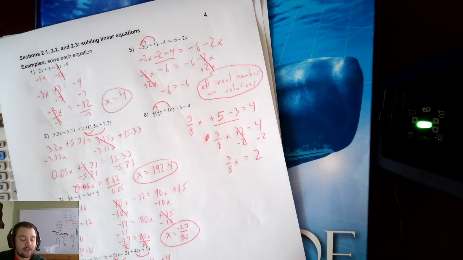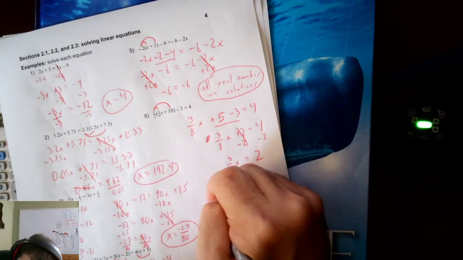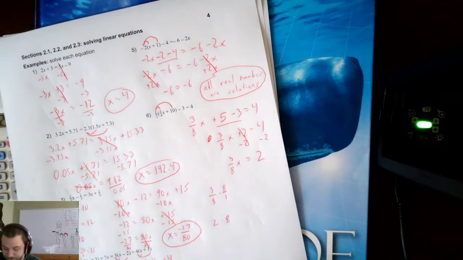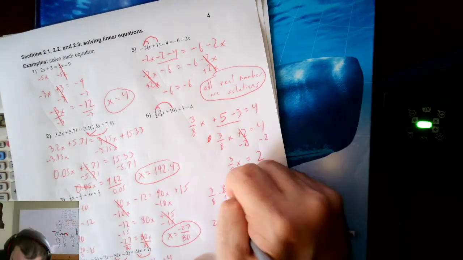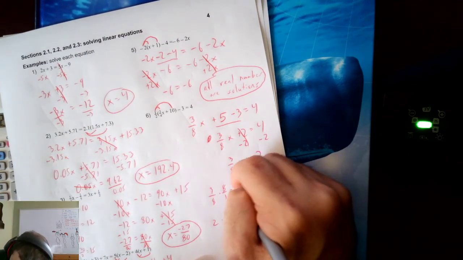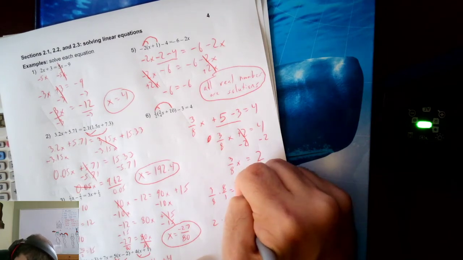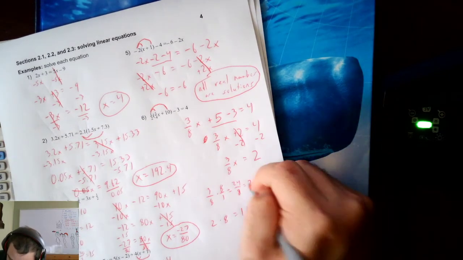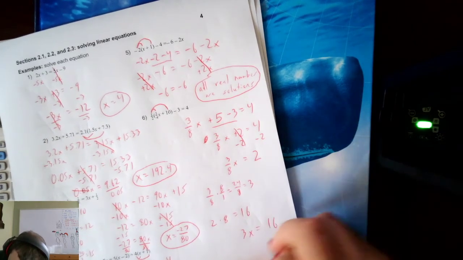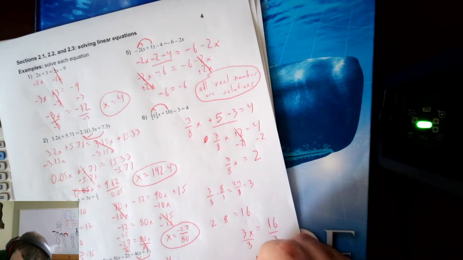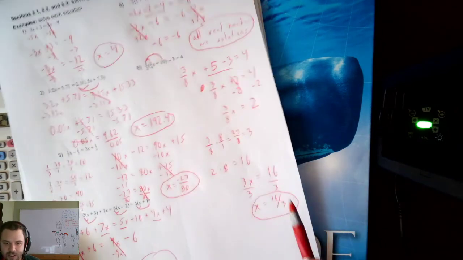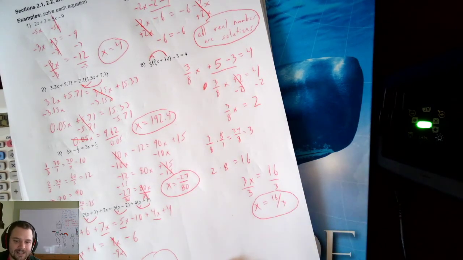Now I'm going to use my fraction trick. I'm going to multiply all the numbers, 3/8 and 2, by the denominator. There's no need for a common denominator because there's only one denominator. That's going to give me 24 over 8, which simplifies to 3, and 16. So I get 3x equals 16, divide both sides by 3, gives me x equals 16/3 as my final answer.